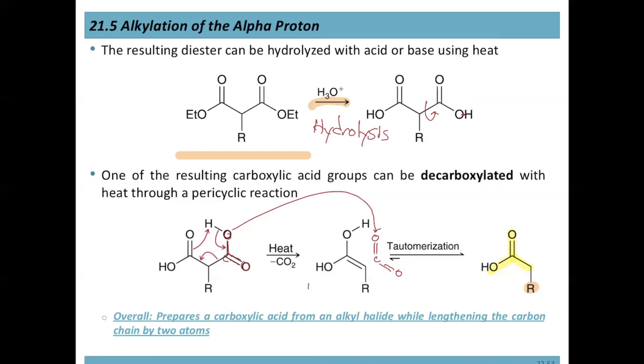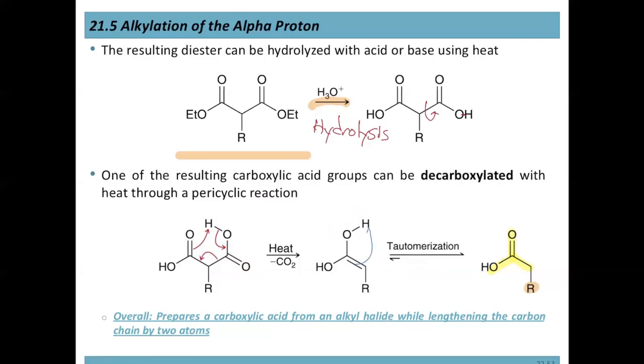Now we're not done because we end up with an enol. And we've talked about this many times before. When you have an enol, that's not really the stable form. Enols tend to tautomerize. And again, I have a quick and dirty way, Stephenson accepted method to show that tautomerization.